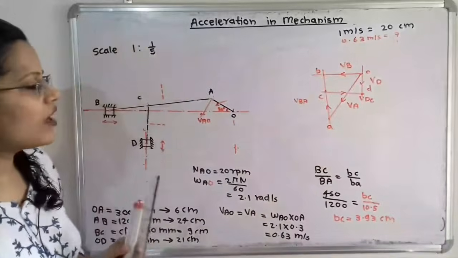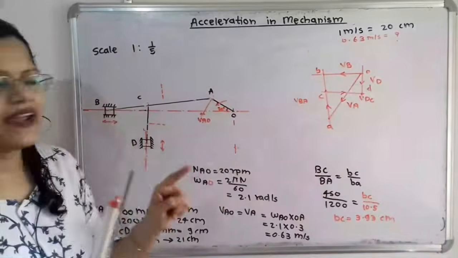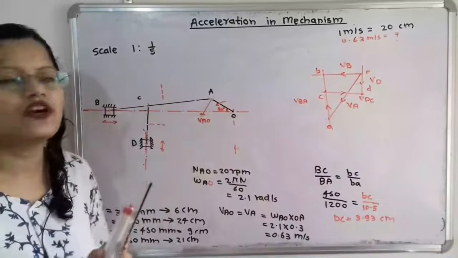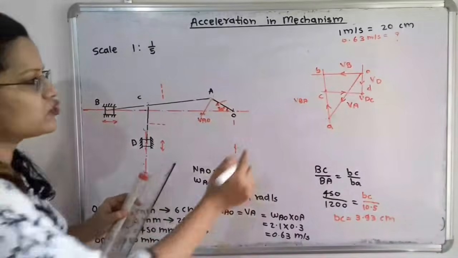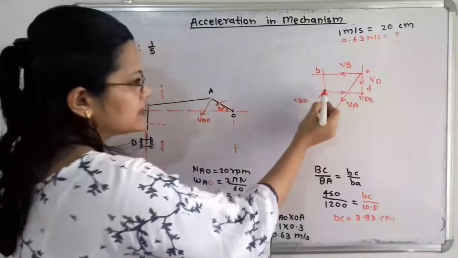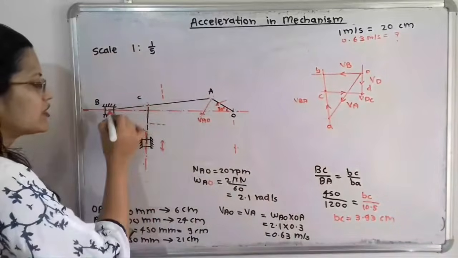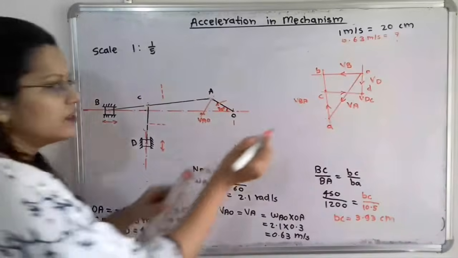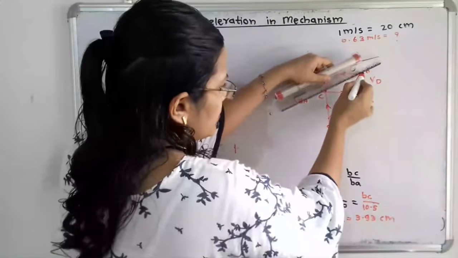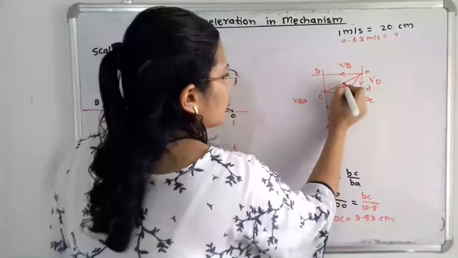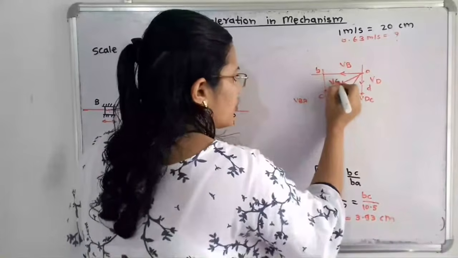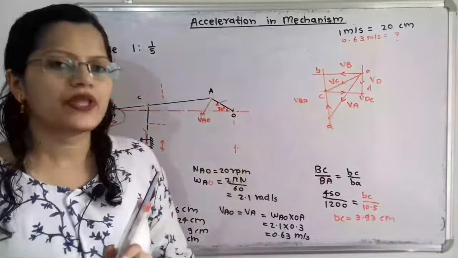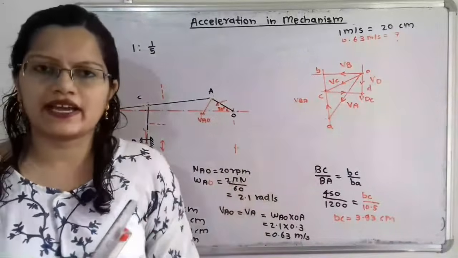Now again we can also find out the velocity at point C with respect to the fixed point. For that we have to just join these points O towards C, because this point C on the link AB is having velocity with respect to the fixed point. So I will join here O to C, and this vector O to C indicates the velocity of C with respect to O. So simply we can say VC. So this is the velocity diagram.